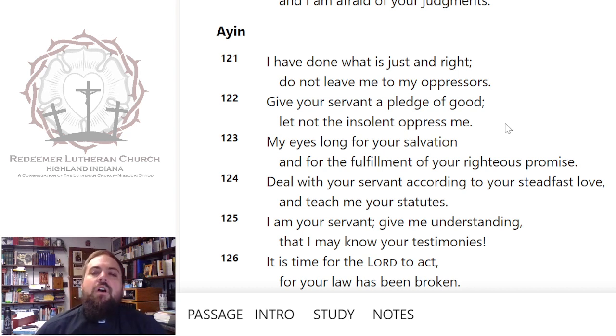So the psalmist says, I'm struggling with this. So he asks, give your servant a pledge of good. Let not the insolent oppress me. God, I need a promise. I need some help. I need a hint, something here. My eyes long for your salvation and for the fulfillment of your righteous promise. Again, calling God to task for what he promised.